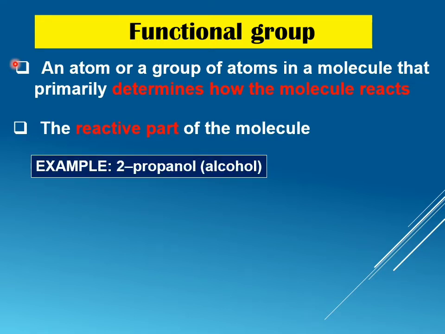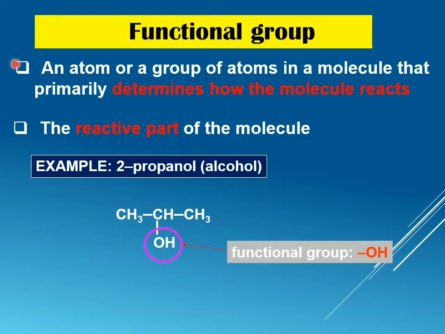For example, 2-propanol. The functional group in 2-propanol is the OH group, which is our hydroxyl group. So for 2-propanol, normally the chemical reaction will happen here. We will see more of the chemical reactions of organic compounds in the later chapters.